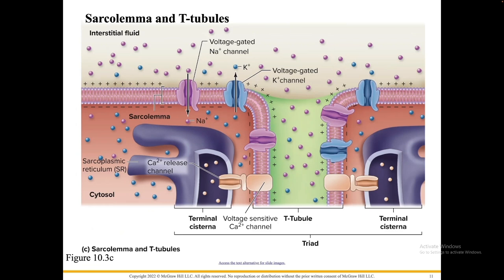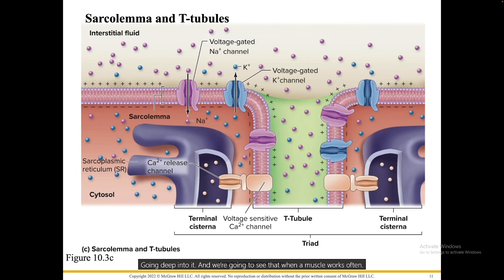The next several slides we're going to talk about this microscopic activity. Here's that T-tubule. Remember, T means it's transverse, going deep into it. And we're going to see that when a muscle works, oftentimes ions are either going into a cell, like this sodium here, or leaving a cell, like this potassium. Sometimes it's pumped, sometimes it's voltage gated. Remember, voltage means electricity is going to drive this. We'll learn more about it.